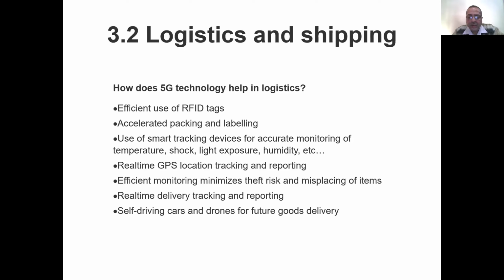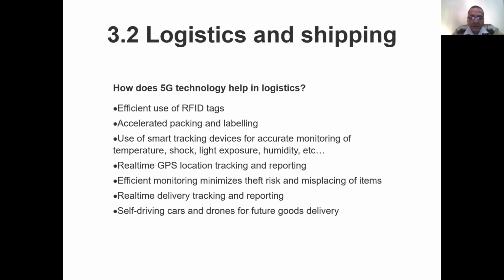Nowadays, without 5G, it is not possible to have real-time GPS location, right? If we are in a car going to an unknown place, we just give a command to reach the destination, and with this facility we can reach the right destination. That is called real-time GPS location tracking and reporting. Then efficient monitoring that minimizes theft risk and misplacing of items. Again, real-time delivery tracking and reporting. Then self-driving cars and drones for future goods delivery.